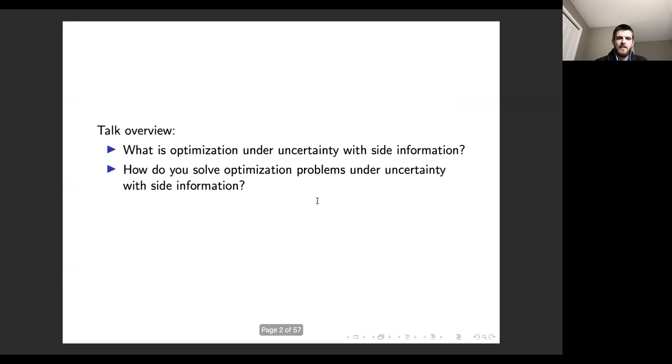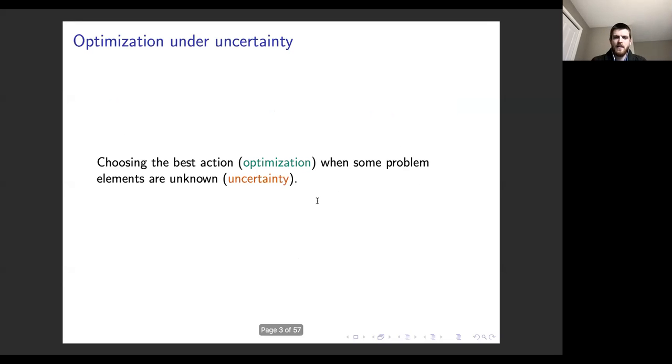So basically the talk structure is going to be, first I'm going to talk about what is optimization under uncertainty with side information. And then I'm going to talk about how do you solve optimization problems under uncertainty with side information. And so I'm not going to assume that everyone here has an optimization background. So I thought I'd start by talking more broadly about optimization under uncertainty.